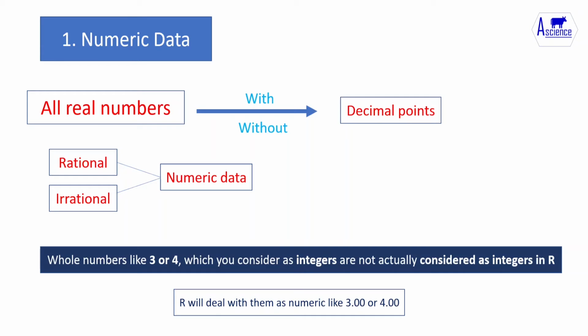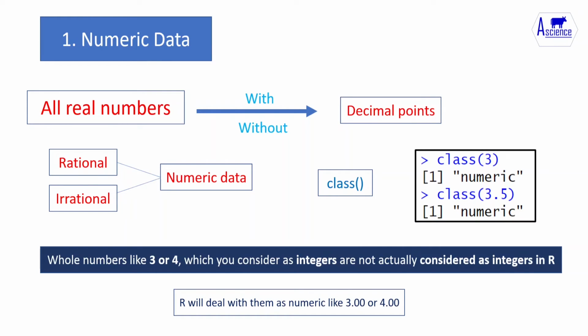To know the data type of an object in R, we use the class function. So the data type of both 3 and 3.5 is numeric.